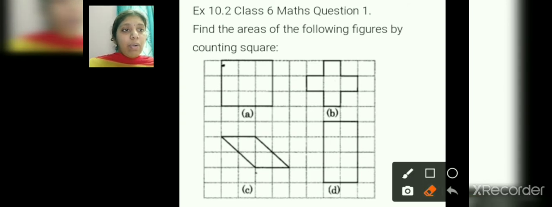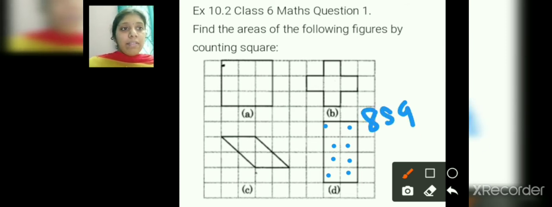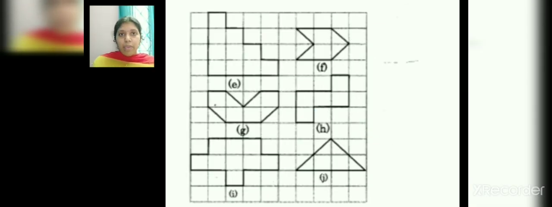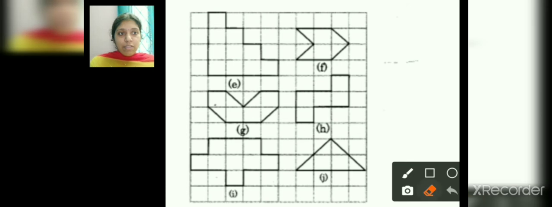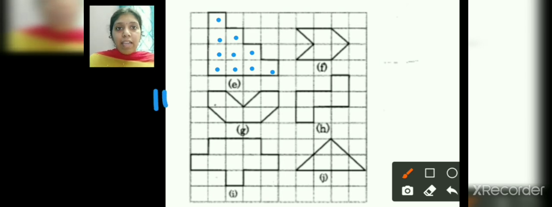Now D question, count the number of squares. So 1, 2, 3, 4, 5, 6, 7 and 8. So 8 square units is the area for D question. Clear? Question number E. Find the area by counting squares. So count the number of squares. So 1, 2, 3, 4, 5, 6, 7, 8, 9 and 10. There are 10 squares. So what is the area? 10 square units. Clear?